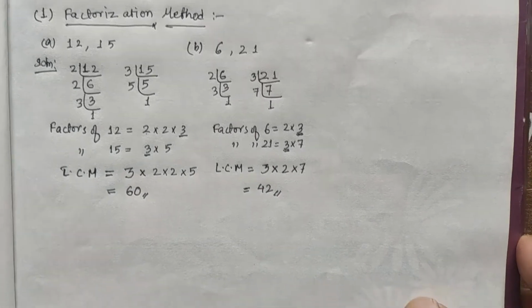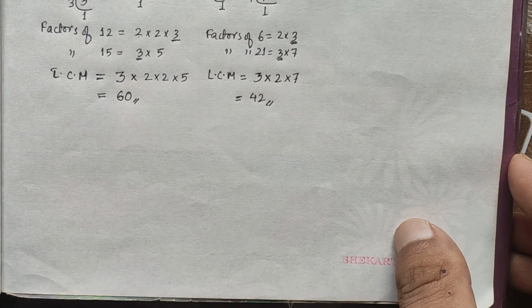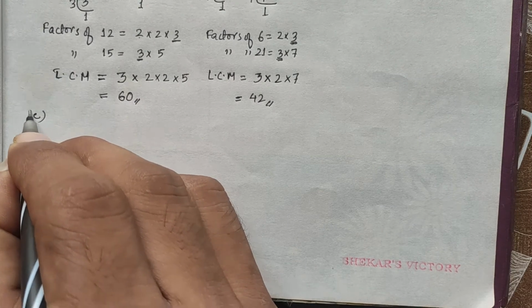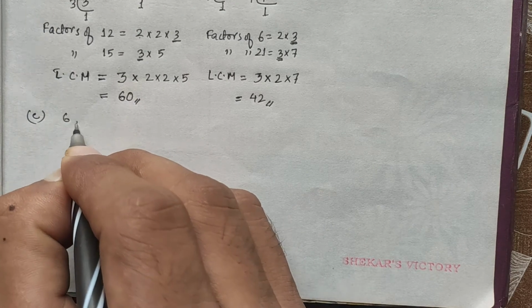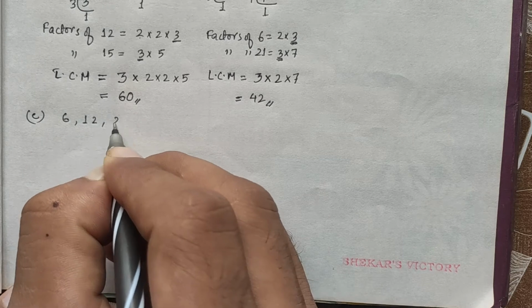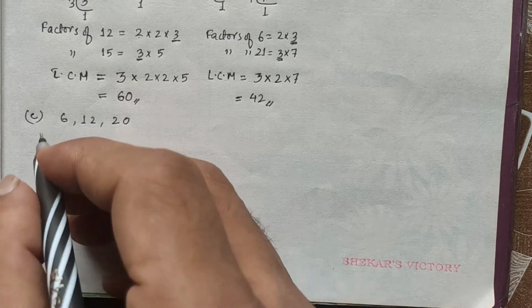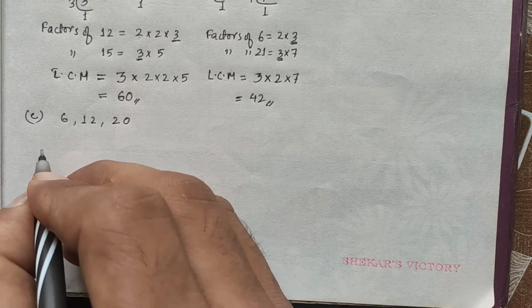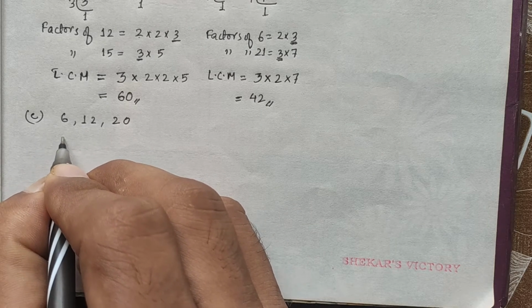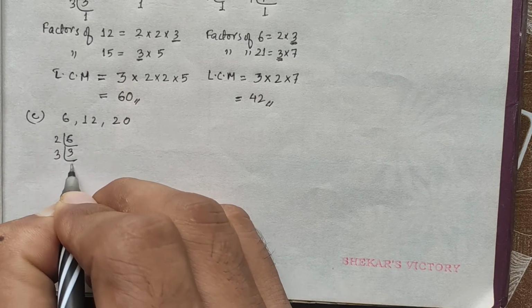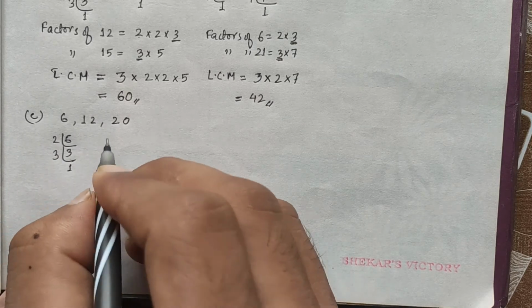And let's see another example of 3 terms. We will discuss the 3 terms also. Like, you have to find the LCM of 6, 12 and 20. So we are just doing it by the factorization method. In this case, you have to find the factors of 6. Factors of 6, you can write 2 times 3, 3 times 1 is 3.